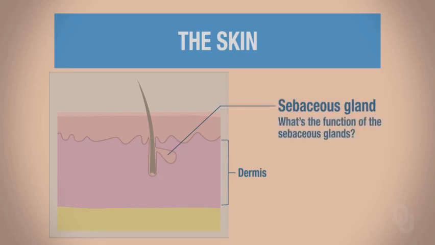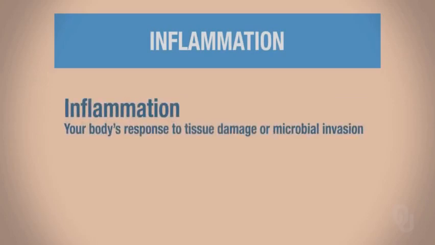Why are they important in the immune response? Then we have inflammation. So inflammation is part of the innate immunity as well. When you think about inflammation, it's your body's response to tissue damage or microbial invasion. So you've sprained your ankle and your ankle is now inflamed. You stepped on a nail and so now you have tissue damage, a microbial invasion by stepping on a nail.